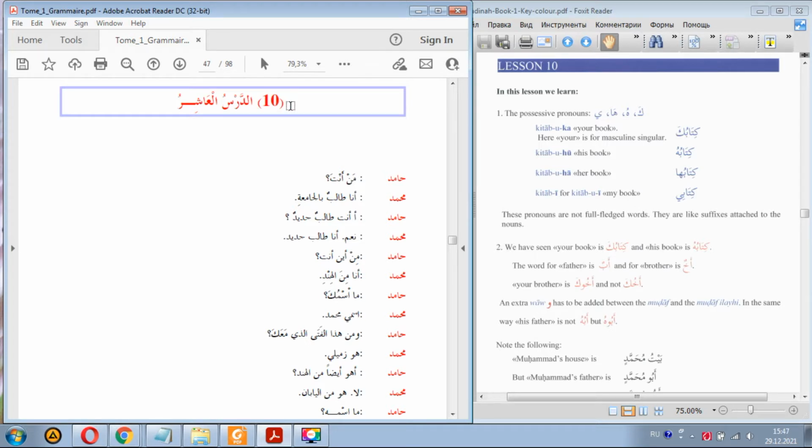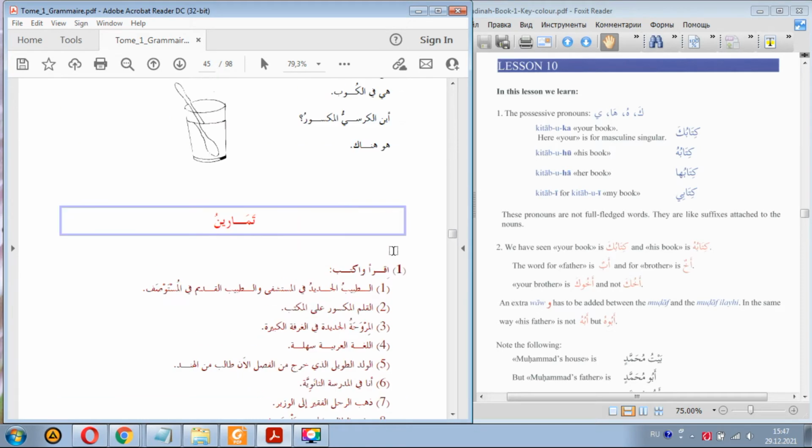with learning and studying the Arabic language. So today is Ad-Dars al-Ashir. According to the book, it's Ad-Dars al-Ashir, or the 10th lesson. Before we get started with this lesson, as usual, let's quickly recap what we learned in the previous lesson.